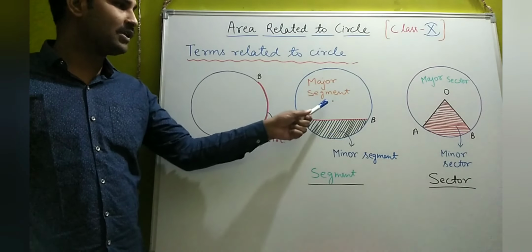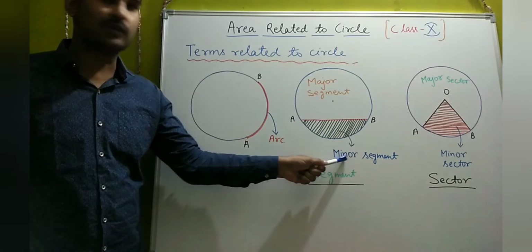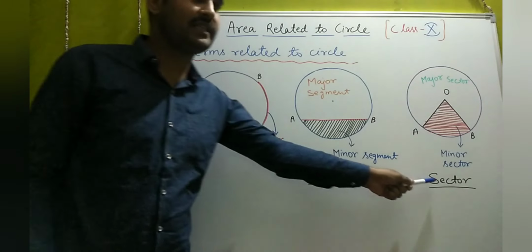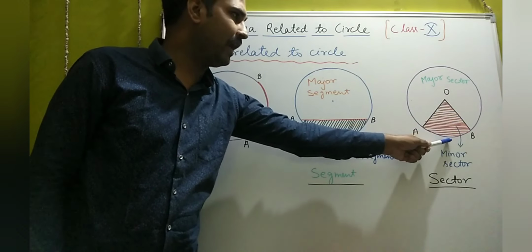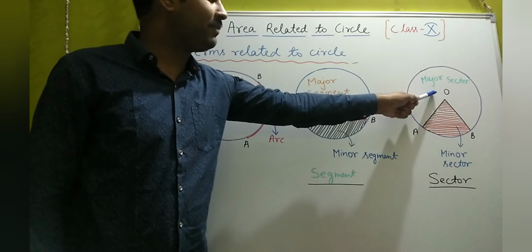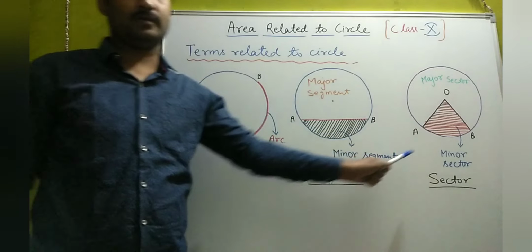The part which includes the center is called the major segment and the part without the center is called the minor segment. Next one is sector. The region bounded between two radii and the respective arc is called a sector. The larger portion is called the major sector and the smaller portion is called the minor sector.